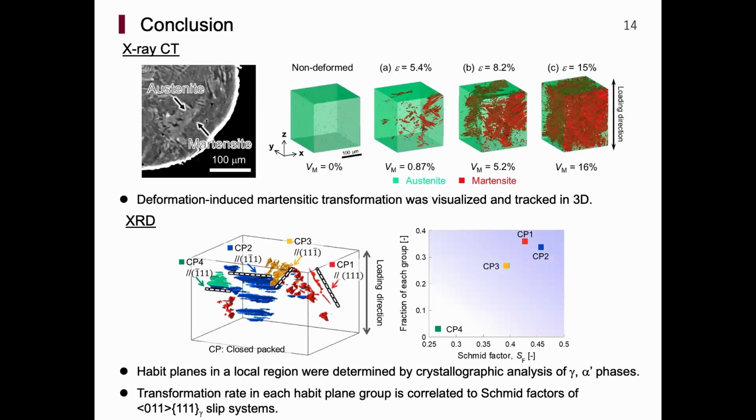So in summary, we performed X-ray CT and XRD analysis on alpha prime martensitic transformation. In X-ray CT, we could visualize and identify the austenite and martensite phase and track the 3D transformation process non-destructively. By XRD analysis, we determined the habit planes of each martensite product, and the result indicated that alpha prime martensitic transformation is dependent on the Schmid factors of the 0, 1, 1 direction on 1, 1, 1 planes in austenite phase.